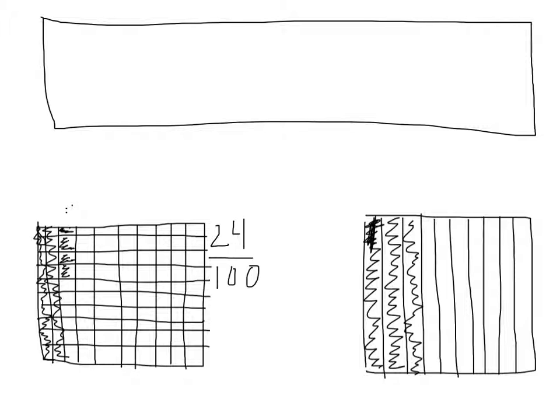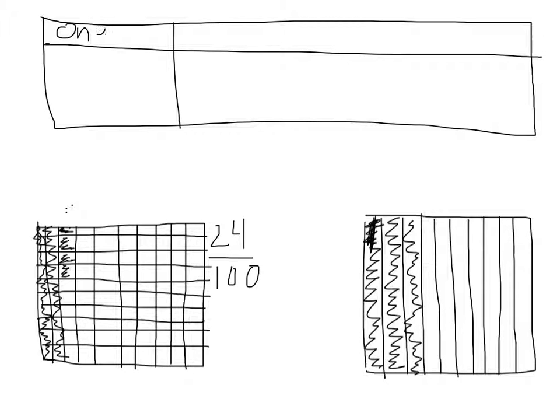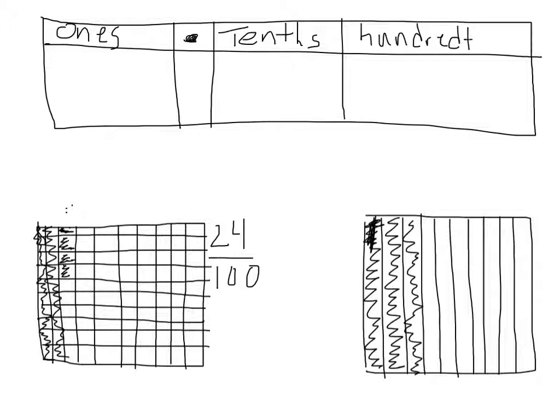And so we would have a column for whole numbers, which this would be the ones place. We would put a column in for the decimal point. This is the tenths place, and this is the hundredths place.